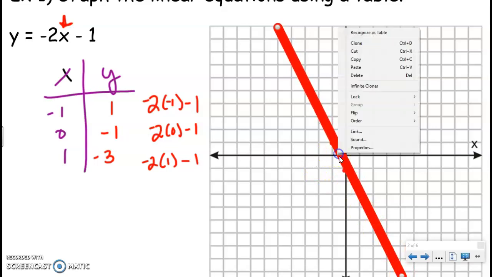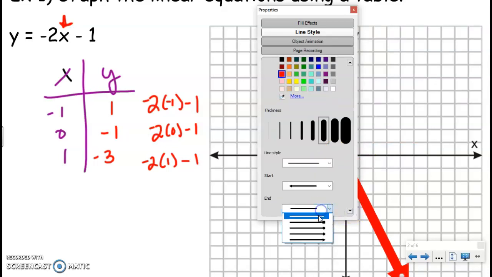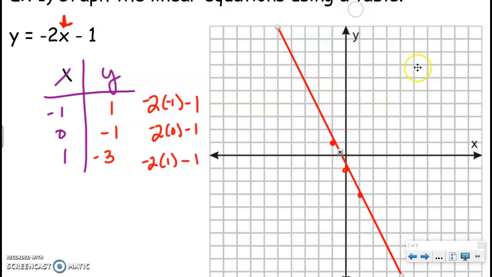I'm going to make this a little bit thinner. And then one thing you need to remember is that a line actually goes on forever. So we need to put arrows at both ends, so we know that that's going to continue forever. Okay, and there's our line.